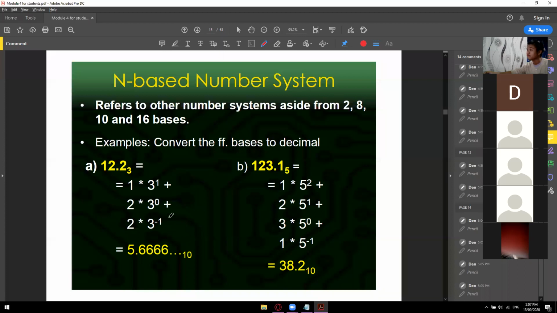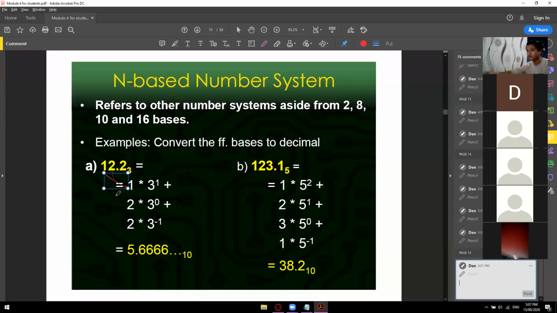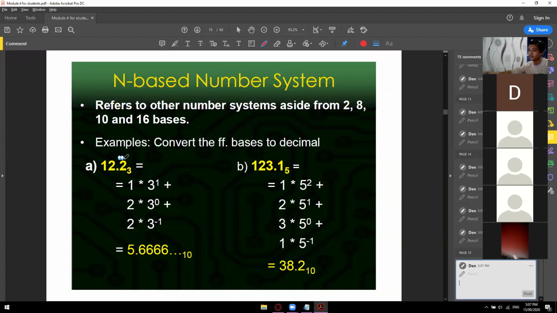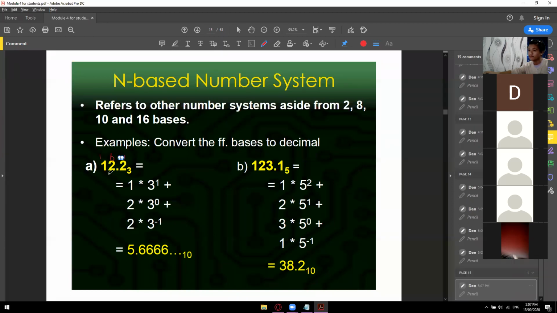Okay. So nagbago lang is yung multiplier natin. Okay, since dito naman nakasalalay yung multiplier natin sa base natin. So just line up everything, 1, 2, and then 2. And then multiply it by 3 since yun yung base natin. And then this one is negative 1, 0, and then 1. Okay? So we have 0. Sino nag-drawing yan? So we have 1 pala, 1, 0, and then negative 1. Okay? So just simply do the math, and then you will get 5.66666 base 10.